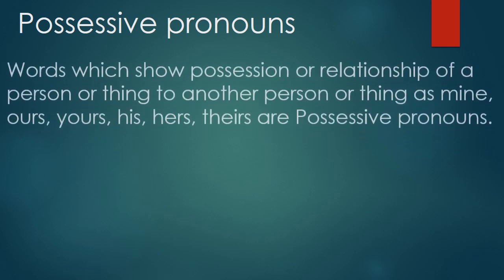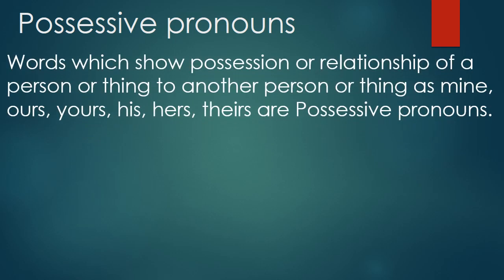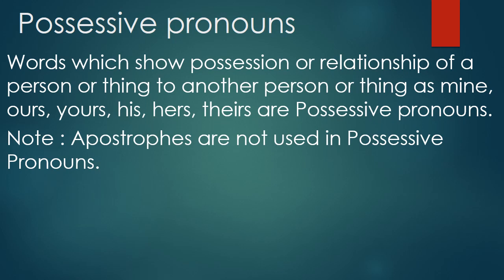Possessive pronoun. Words which show possession or relationship of a person or thing to another person or thing, such as mine, ours, yours, his, hers, theirs, are possessive pronouns. Note, apostrophes are not used in possessive pronouns. Here, pay attention, I am talking about possessive pronouns only. If we talk about possessive pronouns, we do not use apostrophes. Yours is correct, while your apostrophe s will be wrong.